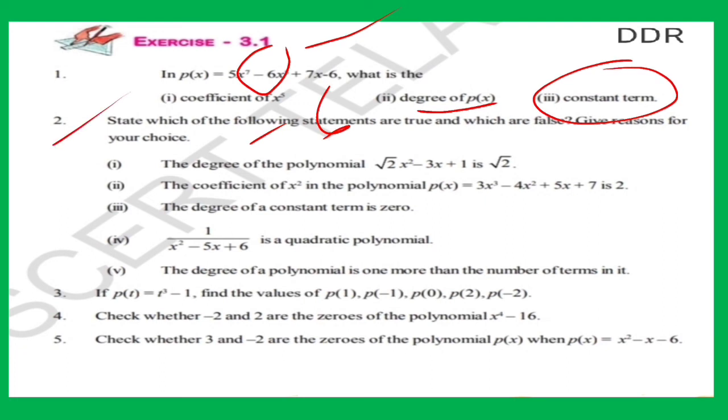Next, the second bit: state which of the following statements are true and which are false. Give reasons for your choice. Do all these problems yourself. Third one is p of t equals t cube minus 1. Find the values of p of 1, p of minus 1, p of 0, p of 2, p of minus 2. The third, fourth and fifth problems are already completed; similar problems were explained previously. So by observing them, you do these problems.